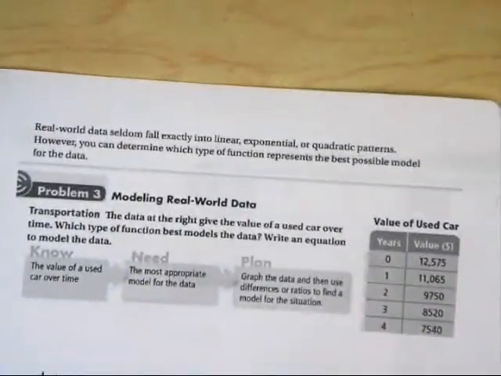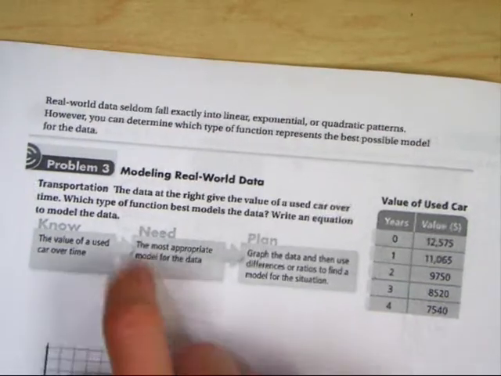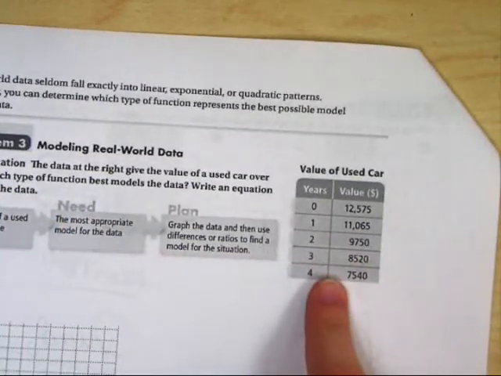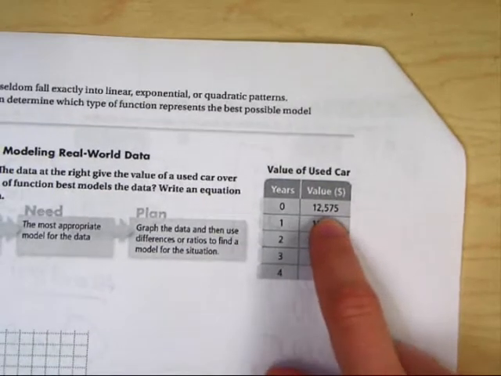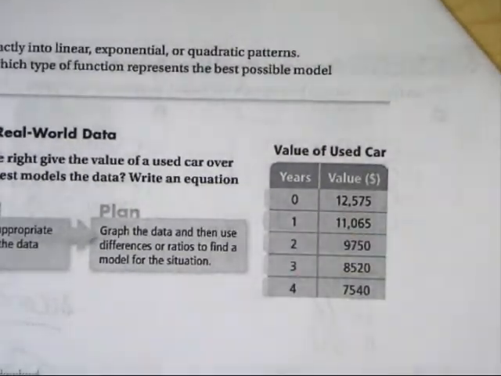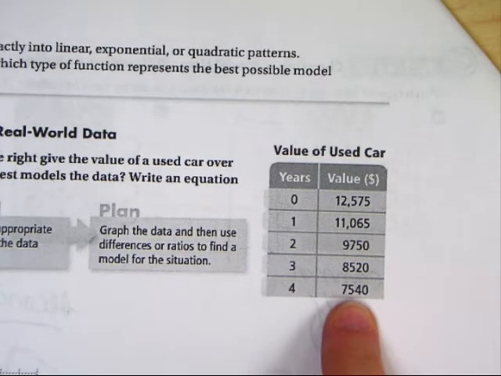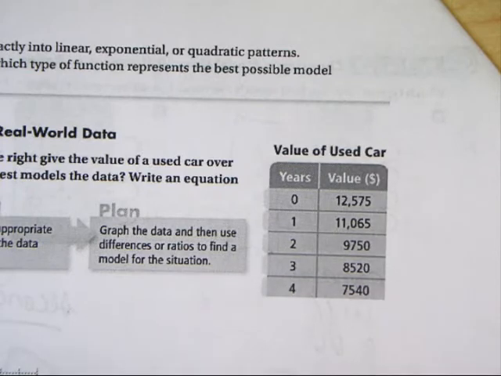Let's move on to a real life situation and decide what model would fit it best. This data shows the value of a used car over time. You can see what they paid for their car when it was brand new: $12,575. And after 4 years, it's down to $7,540.